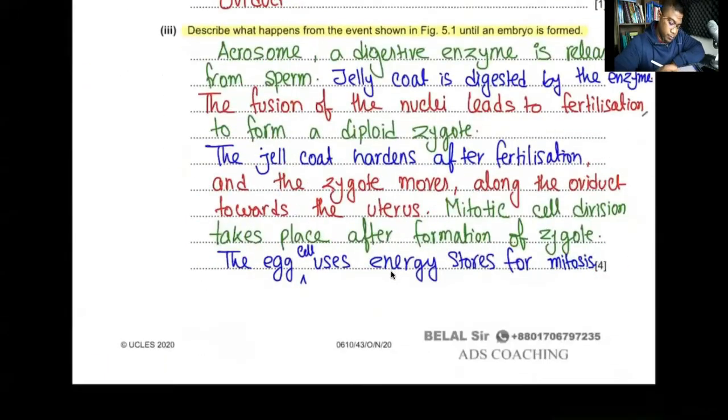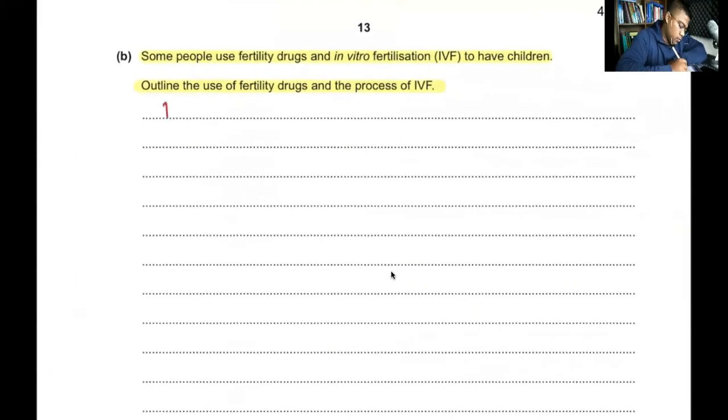Guys, moving to the next question. Some people use fertility drugs and in vitro fertilization to have children. Outline the use of fertility drugs and process of IVF. Fertility drugs: FSH, follicle stimulating hormone, or LH, luteinizing hormone, are used as fertility treatment.